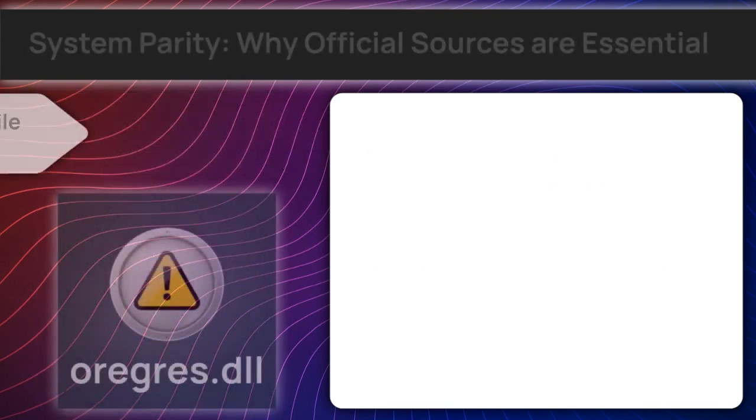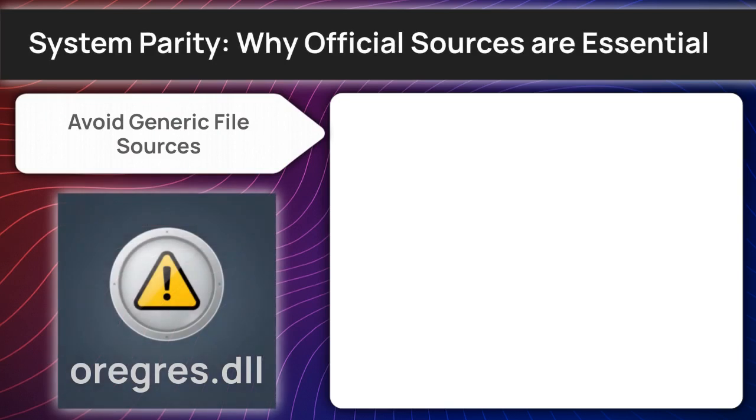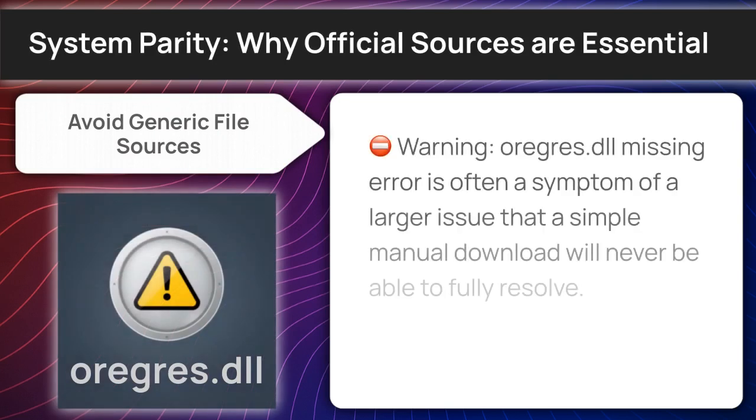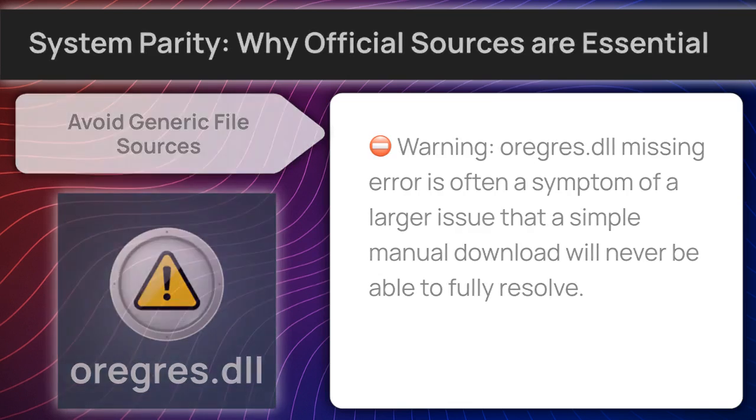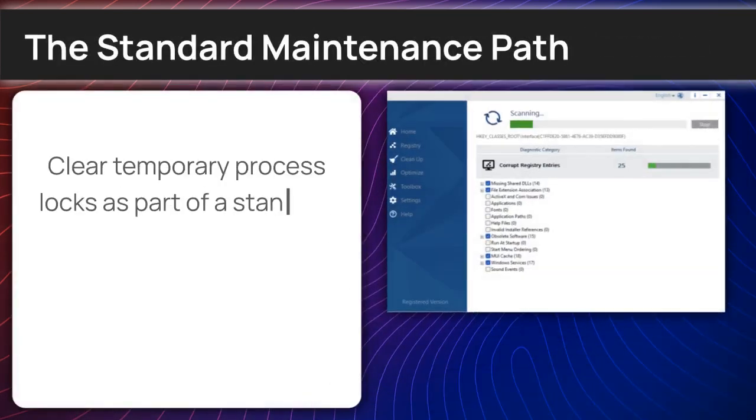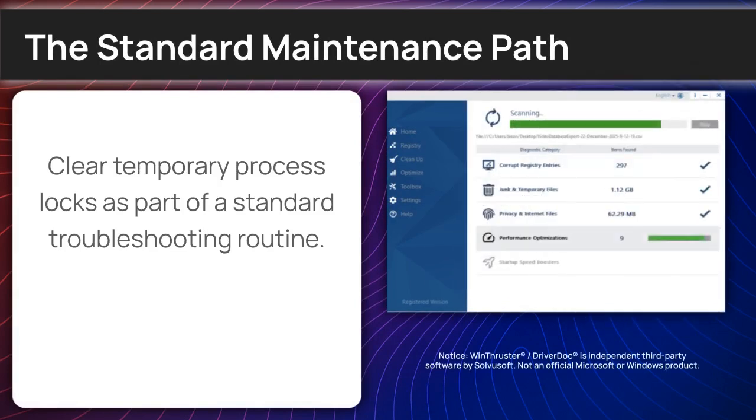Before you finalize your changes, I need to emphasize the importance of using trusted sources. Manual intervention with Oregres Library DLL is dangerous because it can overwrite newer, secure versions of the file with older, vulnerable ones. A verified diagnostic utility can help manage the ongoing restoration and health of your system's library ecosystem.